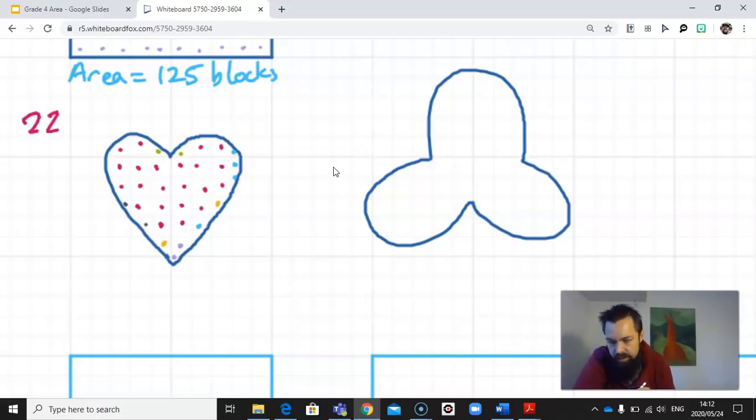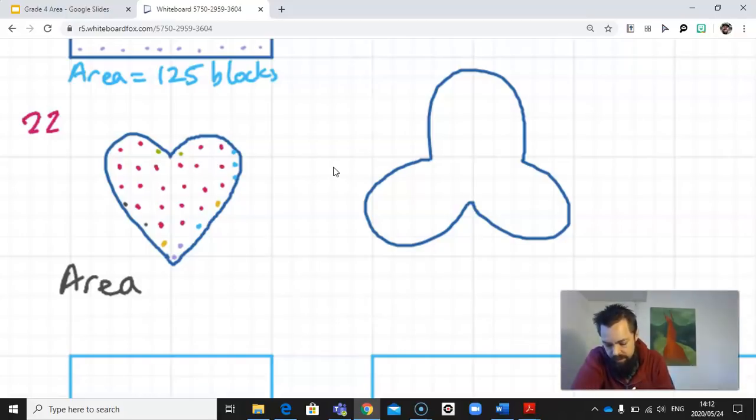So let's look at my half ones. I've got 22 for my whole blocks. 23 is the green ones up top. 24 is the blue ones. 25 the yellow. 26 the purple. And 27 is the black ones. So total was 27. So area.